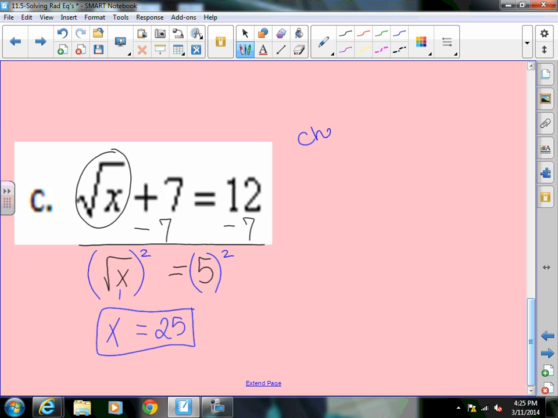So to check your answer, I'm plugging in 25 for x. So I have rad, instead of x, I plug in 25 plus 7 equals 12. Square root of 25 is 5. 5 plus 7 is 12. So it checks. So you should be able to know if you're getting every single answer correctly by checking.